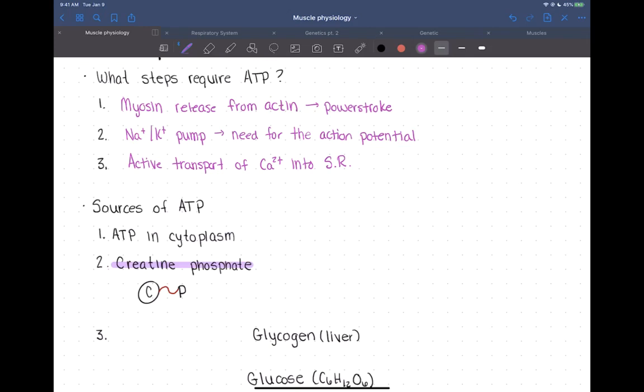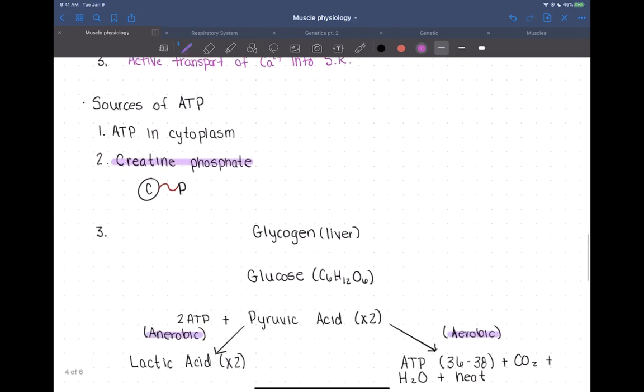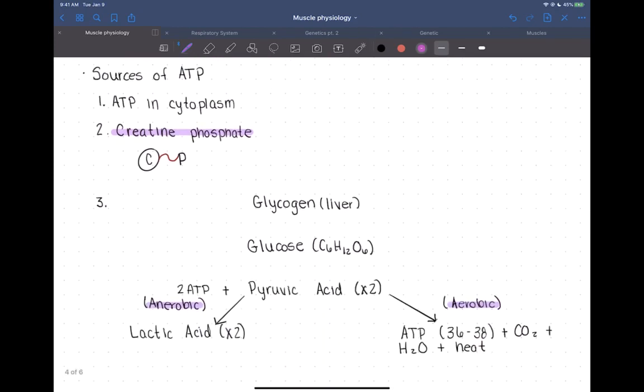Okay, so where does all this ATP come from that the muscle cell is using? Let's talk about those sources. We're going to go through them in order of how your muscle cell prioritizes using them. So your muscle cell's first source of ATP is just ATP floating free in the cytoplasm of the muscle cell. There's not much, there's very, very little. This would last maybe a few seconds of muscle activity.